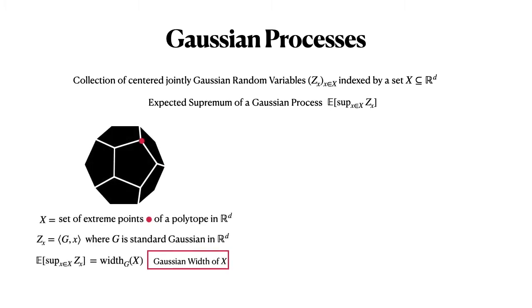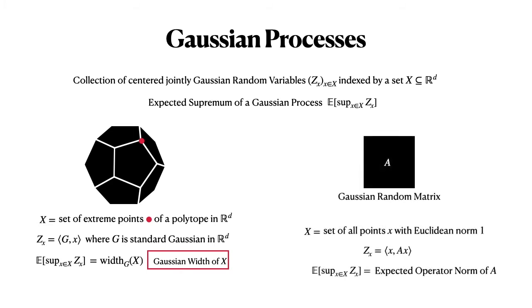Suppose X is a set of extreme points of a polytope in d dimensions, and Z_x is given by taking a standard Gaussian in R^d and taking its inner product with each point in X. The expected supremum of this process is also called the Gaussian width of this point set X, and it is very useful in dimensionality reduction, mathematics, statistics, and so on, and we will see some applications later in this talk.